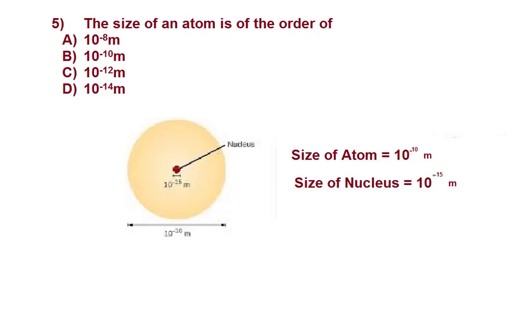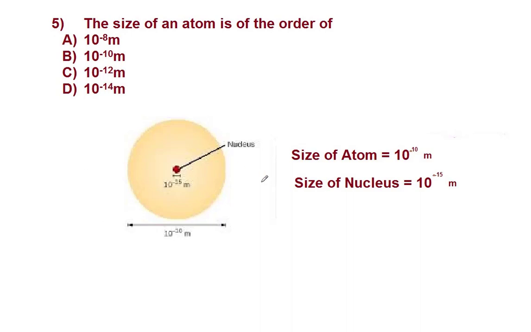Next we come to question number 5. The size of an atom is of the order of 10 to the minus 8 meter, 10 to the minus 10, 10 to the minus 12, or 10 to the minus 14 meters. So here you can see, students, this is the simple structure of an atom. Here we have the nucleus. The red portion is the nucleus, and the yellow one which is surrounding it is the atom, the entire atom.